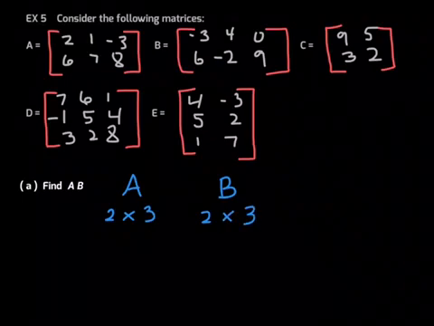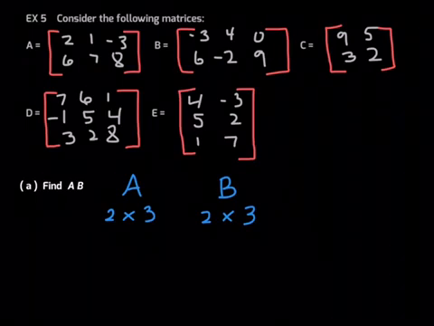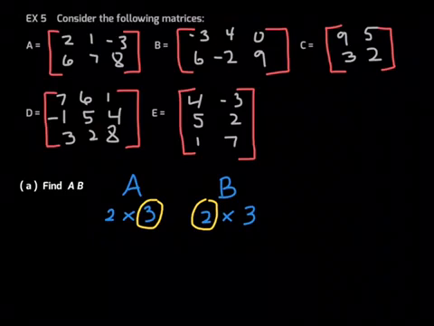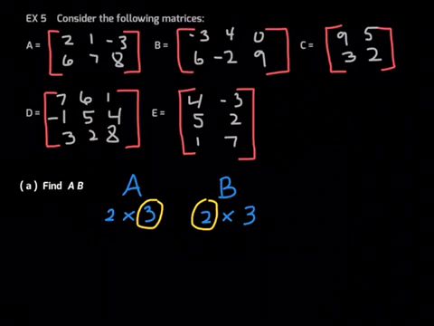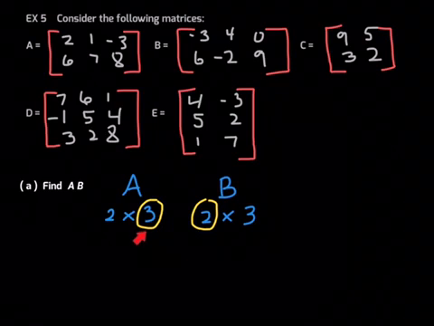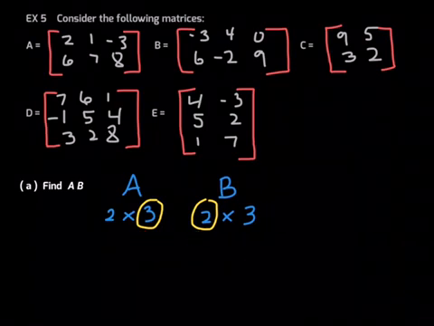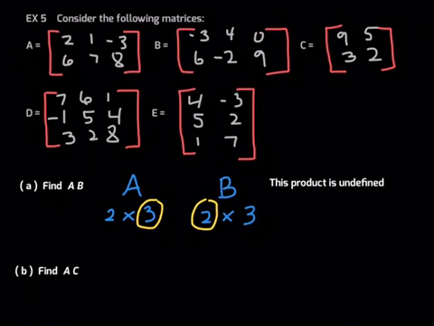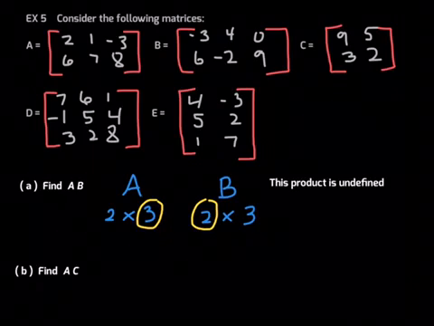In order for the multiplication to even be defined, the number of columns of the first matrix must be the same as the number of rows of the second matrix. And that's not true here. The number of columns is not equal to the number of rows. So the multiplication is not defined. I cannot find the product A times B, undefined. Okay, I put this product as undefined, so I can go to the next.